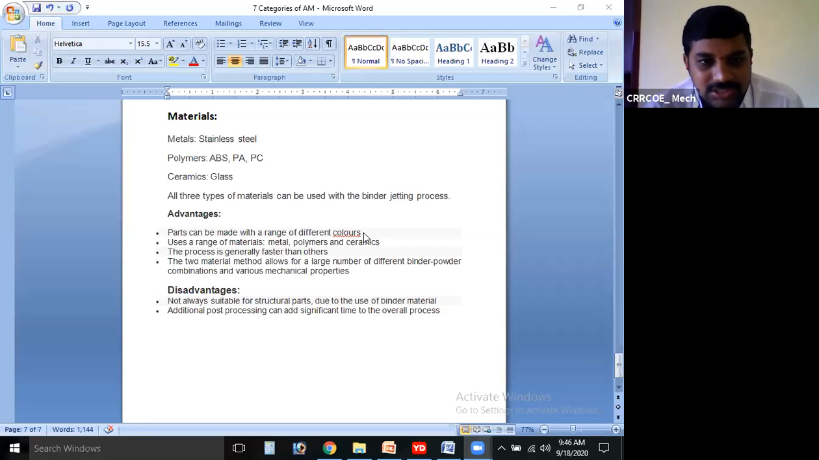See, the second point: it uses a wide range of materials. Just as we have discussed, the three major kinds of materials: metals, polymers, ceramics. The process is generally faster than the others. That means the speed and capacity of the machine are also very high when compared to other machines or processes. The two material methods allow a large number of different binder and powder combinations.